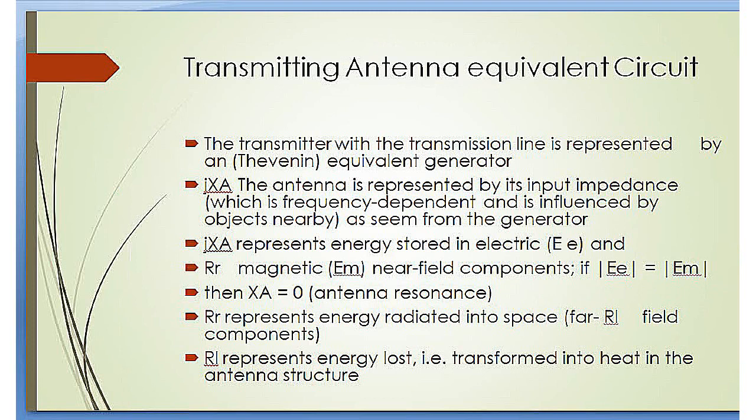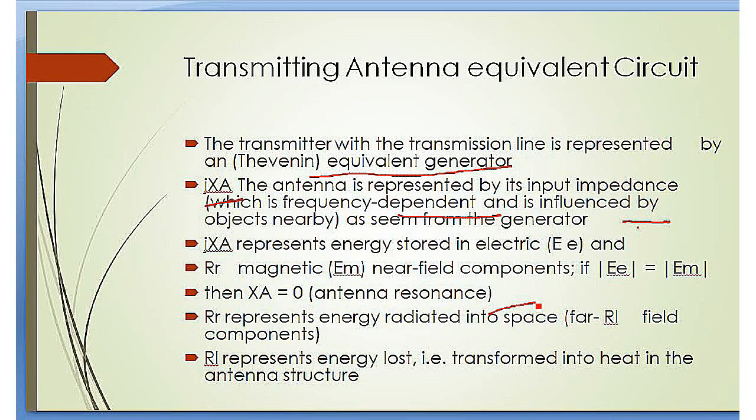So a transmitter with a transmission line is represented by Thevenin equivalent generator VG and RG. XA, antenna is represented by its input impedance, which is frequency dependent. We know that because antenna is working for one particular frequency and it is influenced by objects nearby, means it is very important in which atmosphere you are going to place antenna. For resonance condition, it is very important that XA is equal to 0.